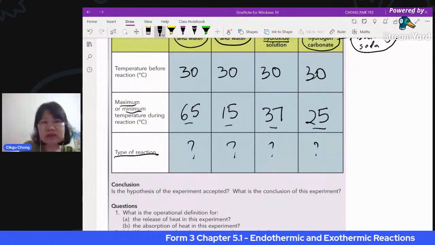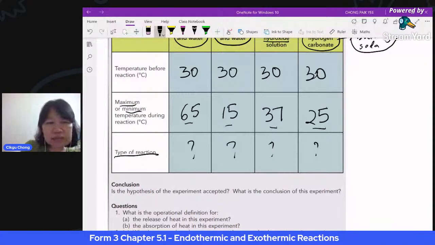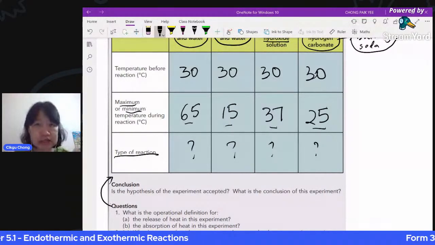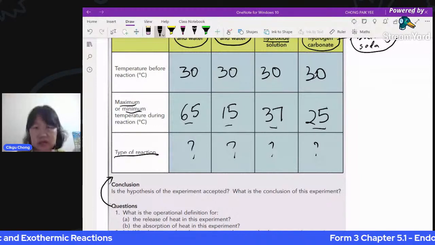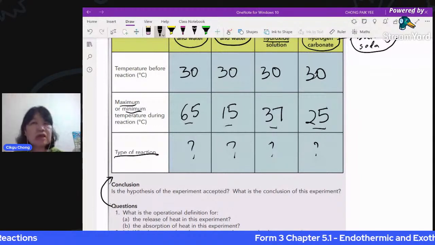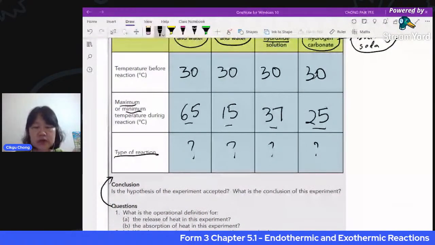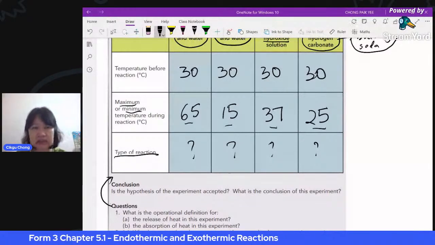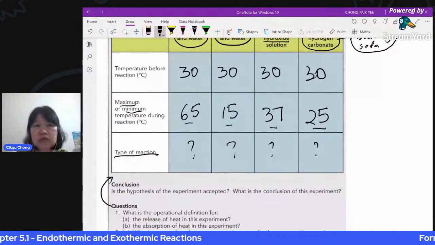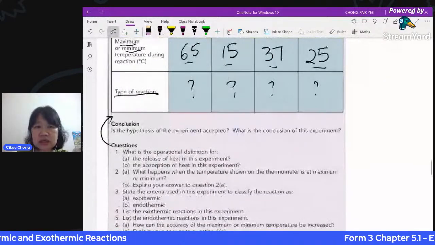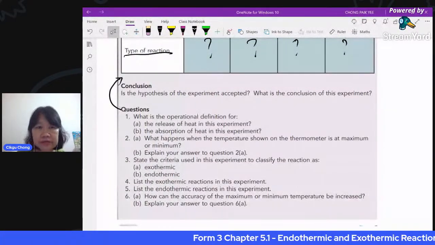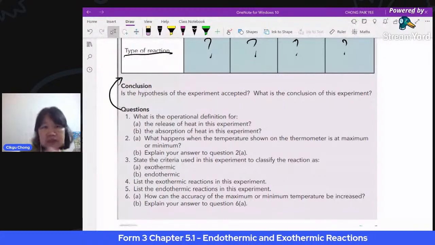Later on, the questions should come before the conclusion. Always remember when you write a report, the conclusion is the last thing that you write, not the questions after. In the reports you gave me earlier, some of you just followed the textbook, which is not correct. The conclusion actually comes last. I will discuss all these questions in the Google Classroom.